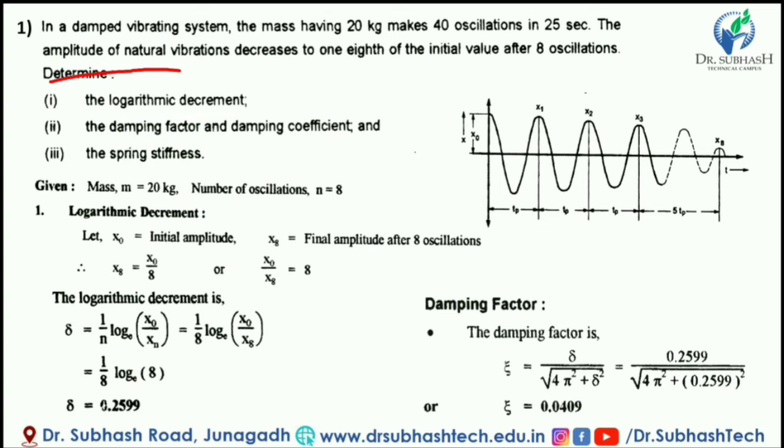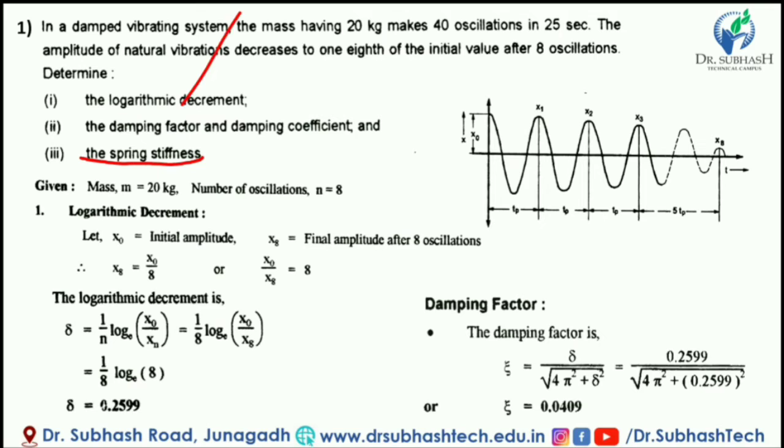The amplitude of natural vibration decreases to 1/8 of the initial value after 8 oscillations. When the 8 oscillations are complete, the amplitude is reduced to 1/8 of the initial value. Now what values are to be determined? The first is the logarithmic decrement, then damping factor, damping coefficient, and spring stiffness. The fourth value is also to be found.